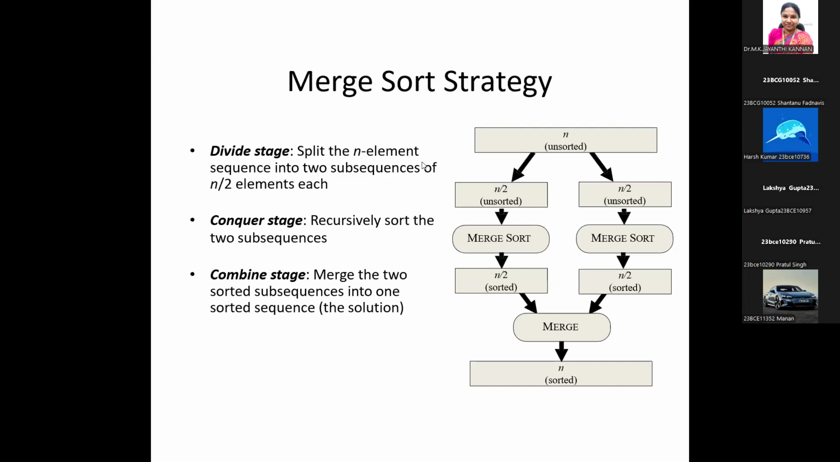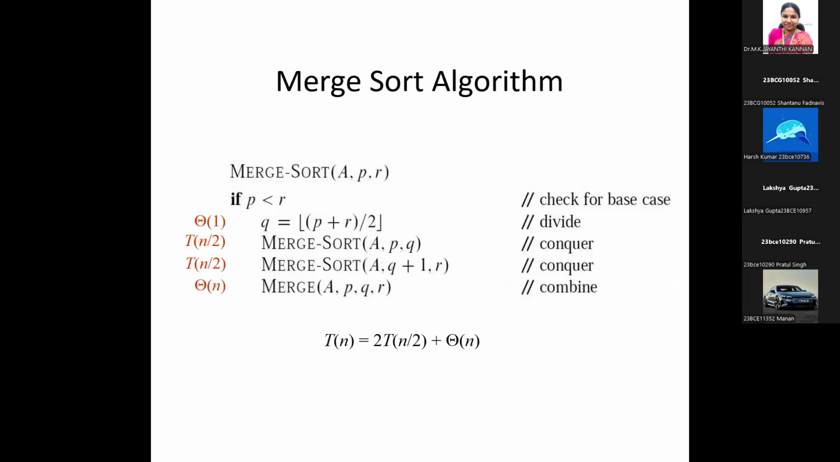Okay, we were discussing merge sort. The merge sort algorithm takes the following parameters: the array list, p and r. If p is less than r, check for the base case. Then to divide, we take the lower bound and upper bound: q equals (p plus r) divided by 2. So we find the midpoint, and at the midpoint we divide the given list into two halves. We check the first index and the last index.